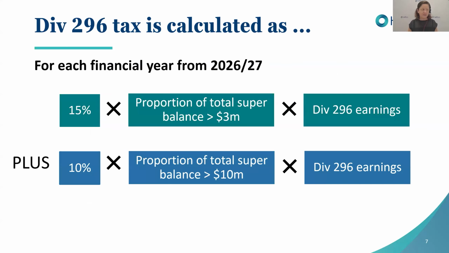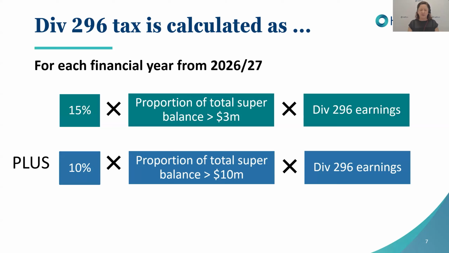So how do we calculate the tax? The first year in, as I said, is 26-27. For each financial year from 26-27 onwards, we use this formula. If you've been following along with Div 296 tax, it's the same formula that we've always had, just the elements in it are slightly different. We've got our 15% Div 296 tax rate. We times that by the proportion of our superannuation balance in excess of the $3 million threshold, and we times that by Div 296 earnings. I'm going to explain what Div 296 earnings are.